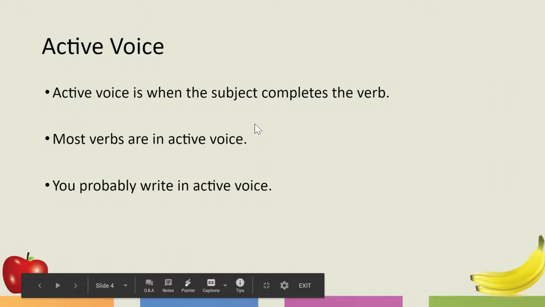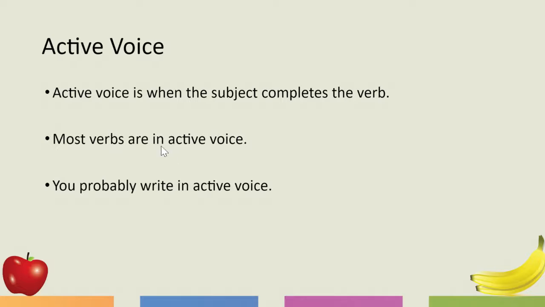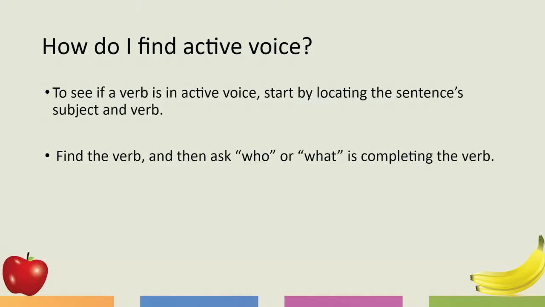So active voice is when a subject completes the verb. Most verbs are in active voice, and you guys usually already write in active voice. But how do I find it, Miss Welch? How do I know? To see if a verb is in active voice, start by locating the sentence's subject and verb. And then you ask who or what is completing the action. So you're always looking for the action of the sentence when you're trying to find active or passive voice.